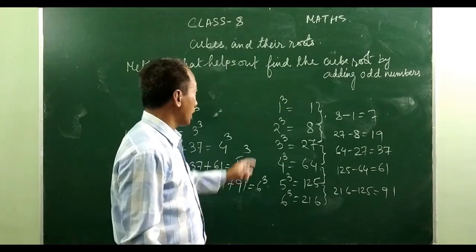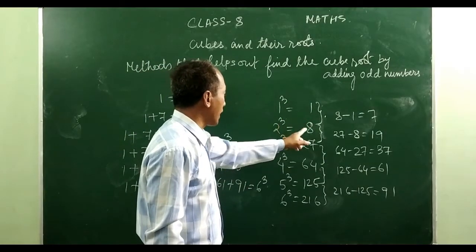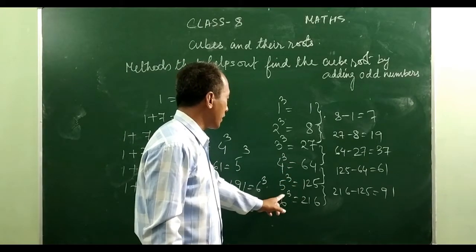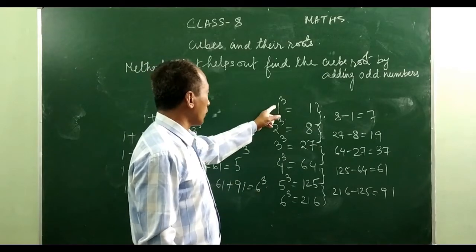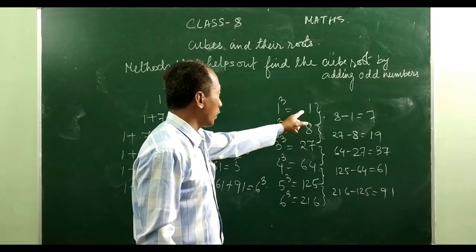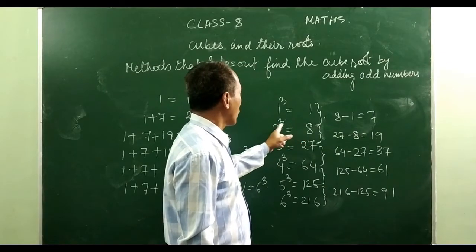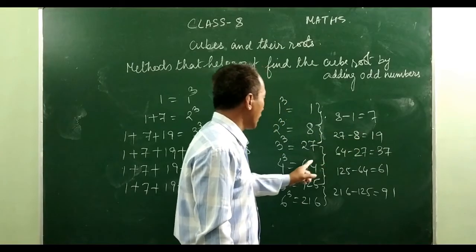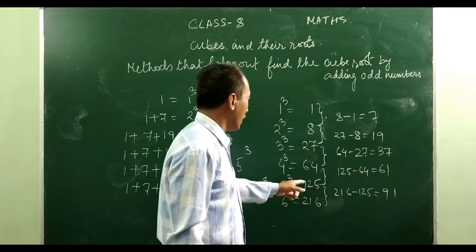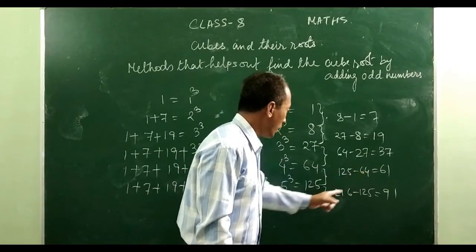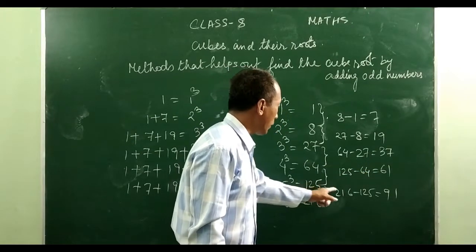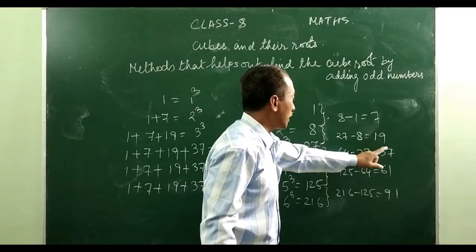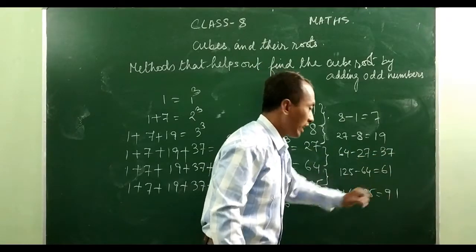Once again, I repeat. 1 cube is 1, 2 cube is 8, 3 cube is 27, 4 cube is 64, 5 cube is 125, 6 cube is 216. You subtract the consecutive cubes: 8 minus 1 is 7, 27 minus 8 is 19, 64 minus 27 is 37, 125 minus 64 is 61, 216 minus 125 is 91. These are all odd numbers: 7, 19, 37, 61, and 91.